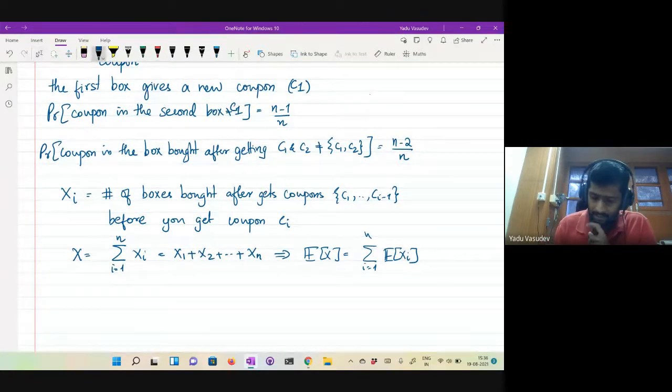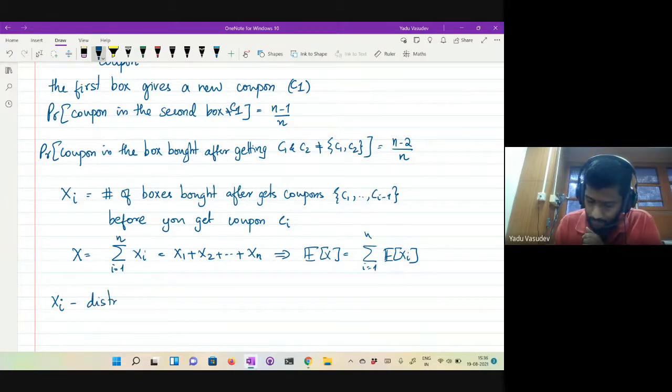The main important thing to note here is how the random variable xi is distributed. Understanding that is what we need to know. What we're going to see is that xi is a geometric random variable.